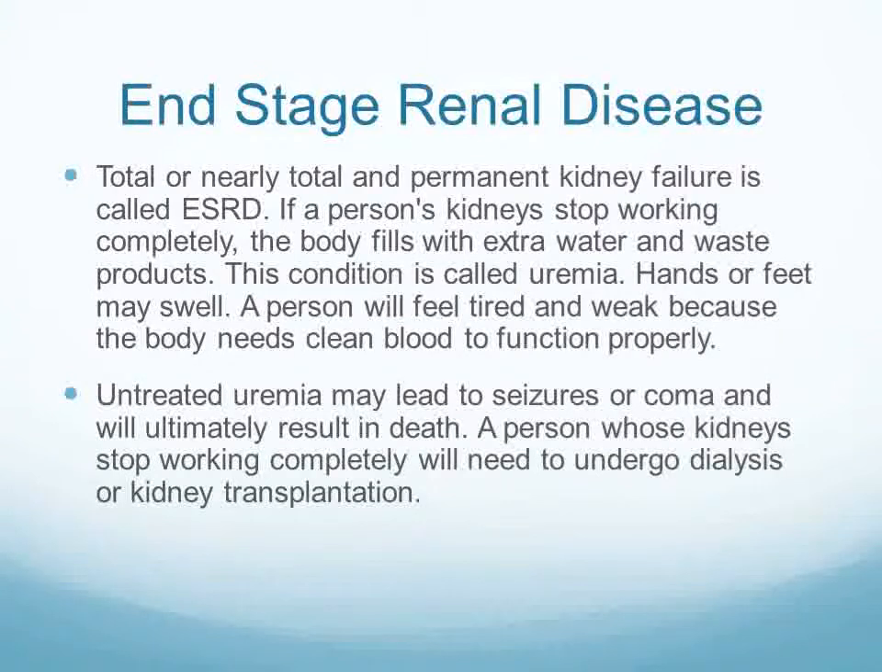End-stage renal disease is the total or nearly total permanent kidney failure. If a person's kidney stops working completely, the body fills with extra water and waste products, and you get a condition known as uremia of the blood. Ultimately, this uremia may lead to seizure and coma and possibly death. A person whose kidneys stop working completely will need to undergo dialysis or a kidney transplant. We'll discuss this later.